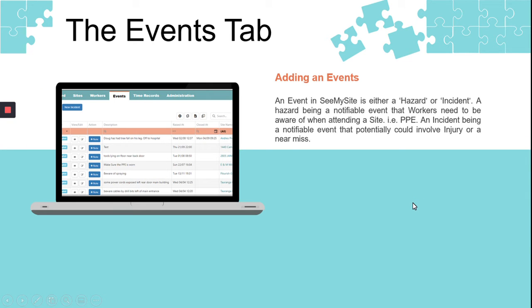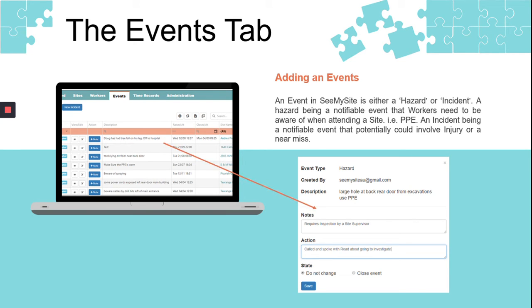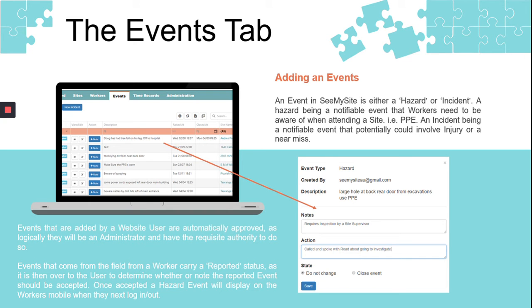And the Events tab shows whether these hazards or incidents are available. For example, if there's an incident there, they can notify that event. So that feature is available there, and that event will come through and be reported on the web browser. The administrator can then accept or reject that event, and once it's been accepted, then it will display to anybody who logs into that particular site.